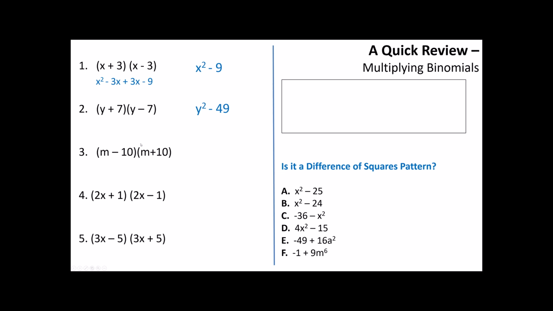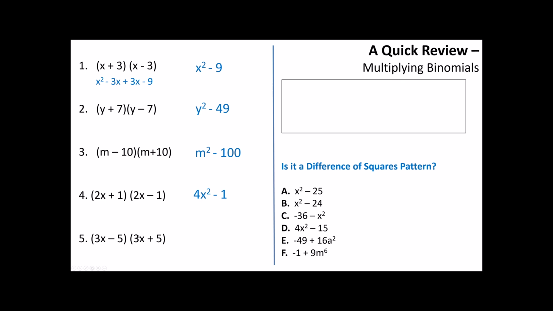I'm going to do the same thing here. M times m is going to be m squared. 10 times 10 is going to be 100. The signs are different, so I get m squared minus 100. Down here I have 2x times 2x, that's 4x squared. I have 1 times 1 is 1.